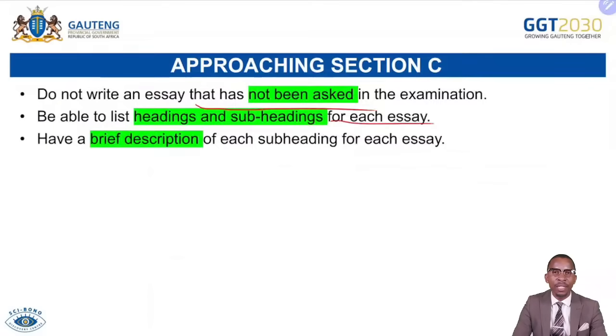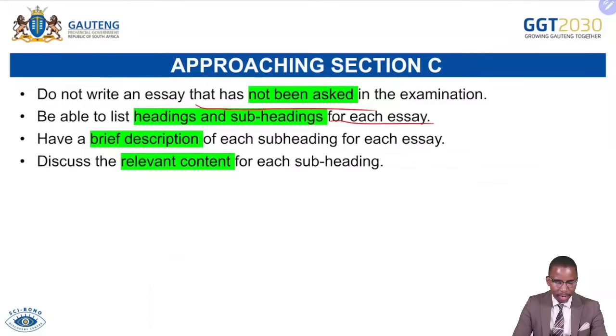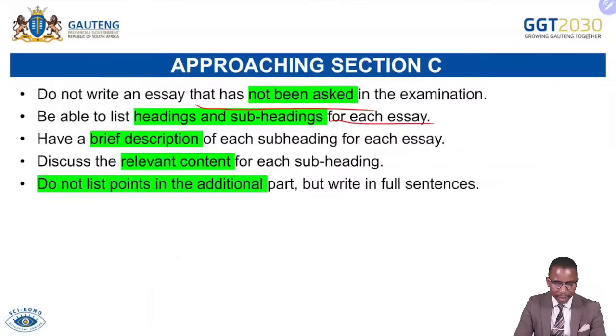That will guarantee you marks if you answer in full sentences. Discuss the relevant content on each subheading. Do not have the lost content. Let the content be on the relevant subheading so that you can get marks, because at times we find the content subheading being lost, or you find the subheading is wrong but the content is correct for the particular subheading. Avoid doing that. Do not list points in the additional part, but write in full sentences.